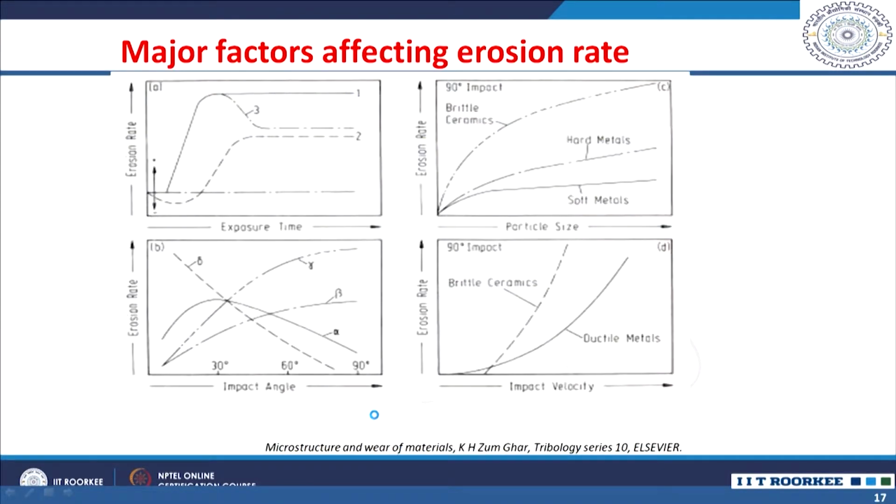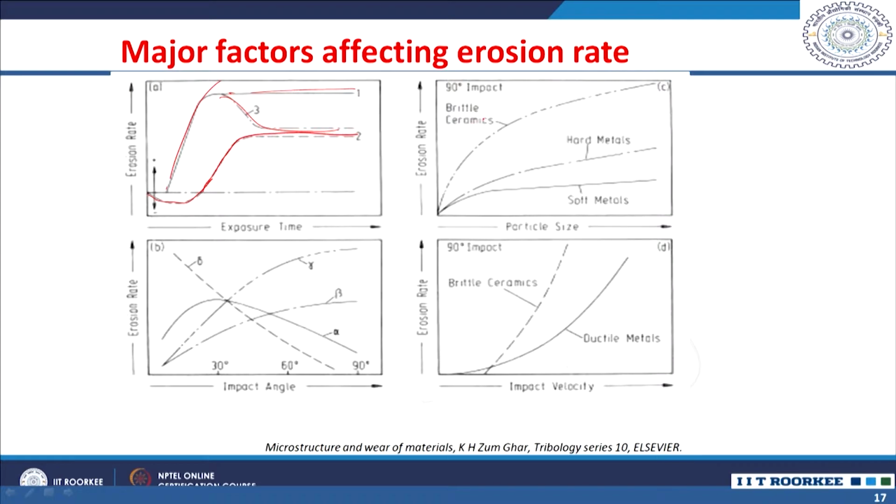So, if you look at the major factors affecting such erosion rate, you will see that with increasing the exposure time, erosion actually increases and after that it may lead to steady state or it may decrease, or in another case there will be an initially negative erosion wear to accommodate all the plastic strains inside the material and then it reaches a steady state.